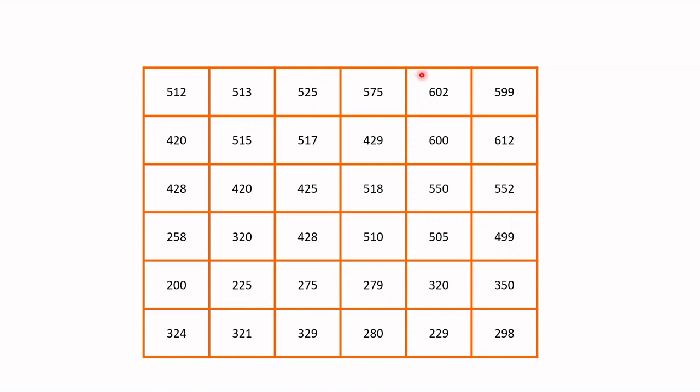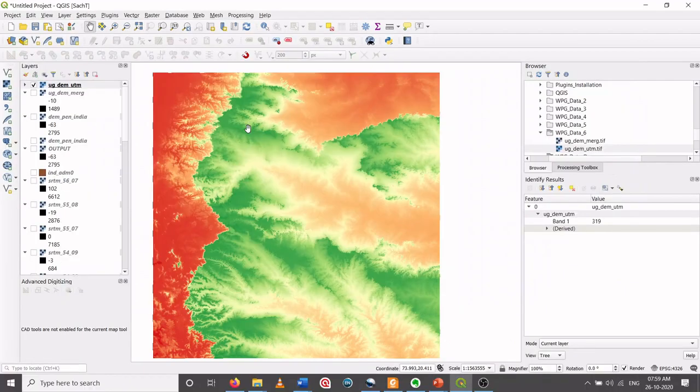Similarly, this pixel is representing a given geographical area which has an elevation of 602 meters from the mean sea level. So DEM is nothing but an image with pixels, and each pixel is assigned a certain value, which is nothing but the elevation of that geographical area from the mean sea level. Here you can see these differences of various shapes. It is all because of the various color codes we have assigned.